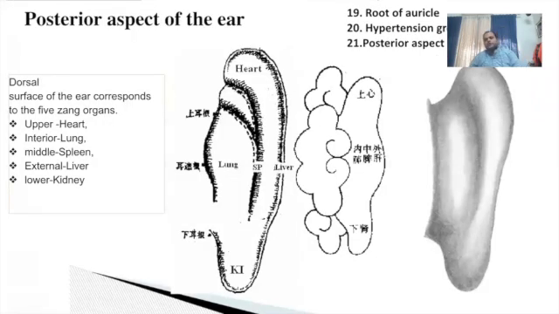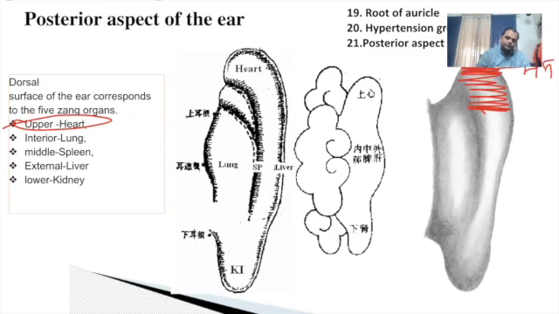So if we look at this image, the upper part is heart. The lower part is kidney.